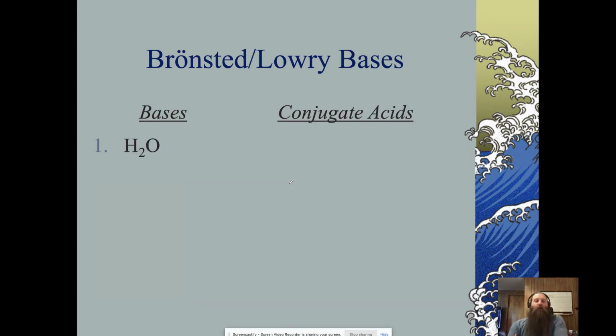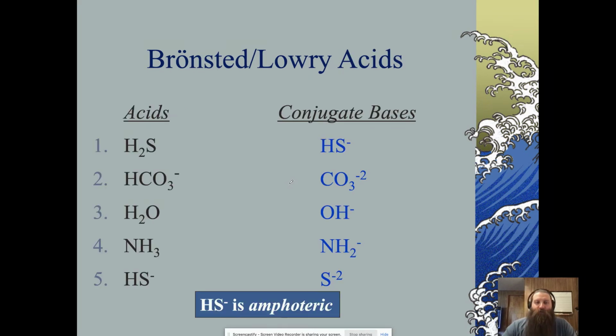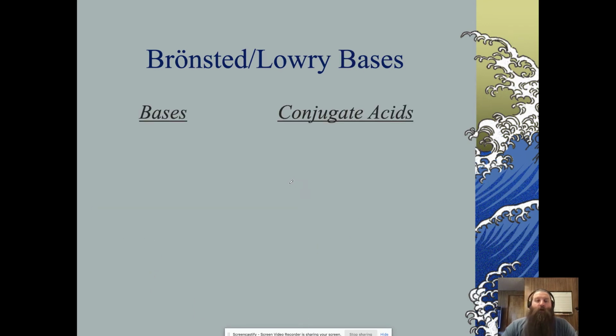Let's go the other way. Let's start with the base, and you tell me the conjugate acid. So with the acids, we took away an H and we added a negative. So with the bases, we're going to add an H and add a positive. So H2O becomes H3O plus. OH minus becomes, well, H1 plus 1 is H2. Negative 1 plus 1 is 0, so just H2O.